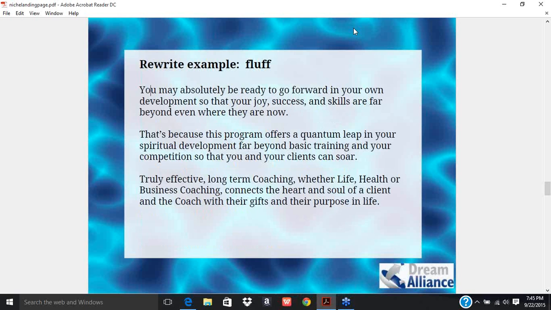So I said, write me some copy. So she writes this down. "You may absolutely be ready to go forward in your own development so that your joy, success, and skills are far beyond even what they are now." Okay, I don't even know what that means. But first off, you don't ever write "go forward on your own." You're supposed to be the mentor. They are not going anywhere on their own. That's the whole point.